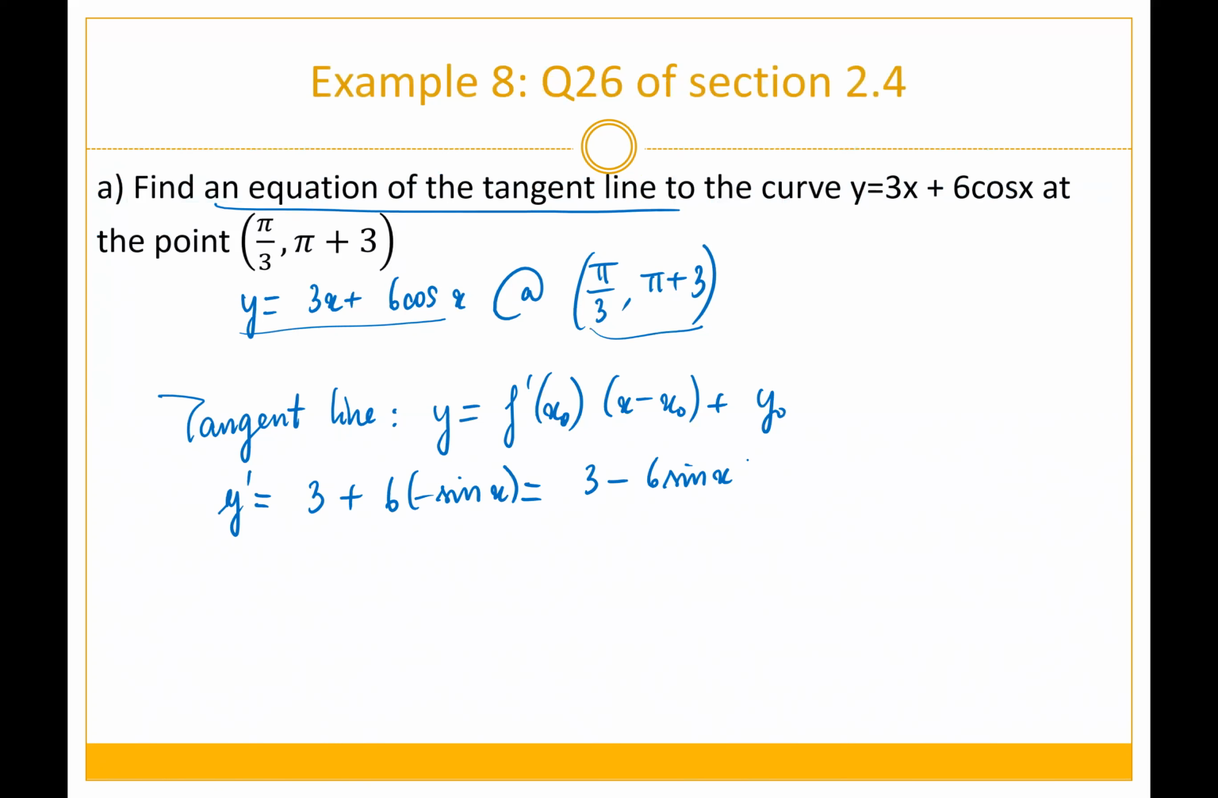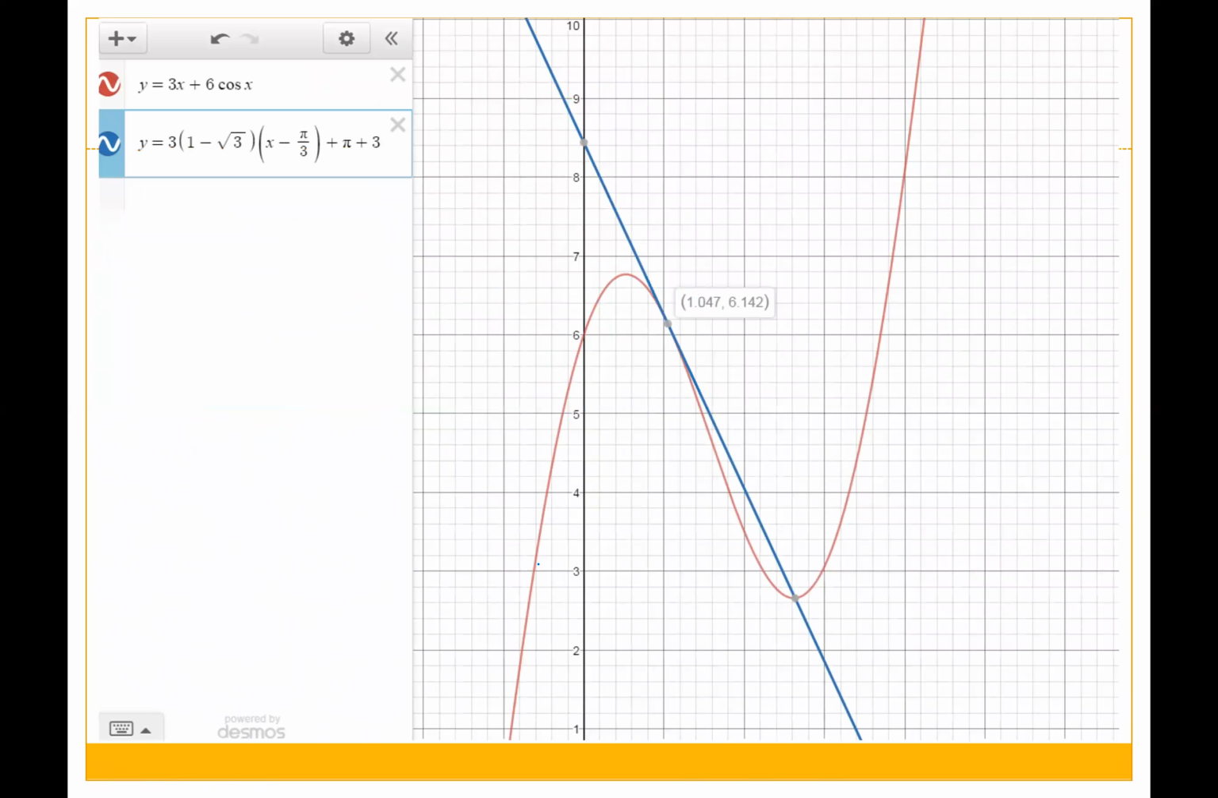Now we plug in pi over 3. So y prime at pi over 3 is going to equal 3 minus 6 sine of pi over 3. And for sine of pi over 3, if you look at the end of the book, there are some special angles. You don't need to memorize them, but as long as you do a lot of practice, I think it'll just naturally come into your mind.